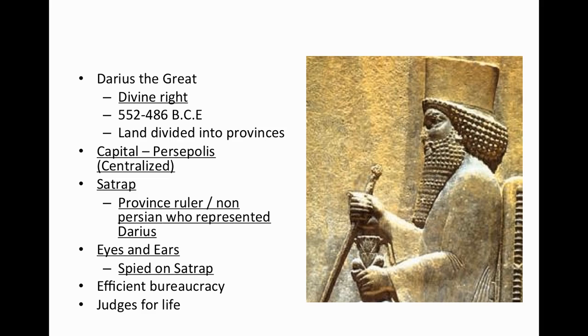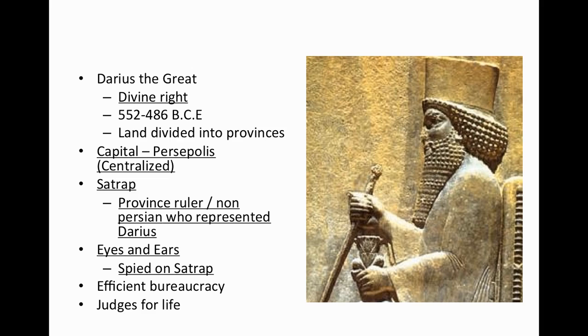The Persian Empire was highly centralized. Persepolis was the capital. They would govern regions with satraps. A satrap was a non-Persian, a local ruler who represented Darius and would report back to him. Part of the bureaucracy included the Eyes and Ears. Remember, they would spy on the satrap, the local ruler.